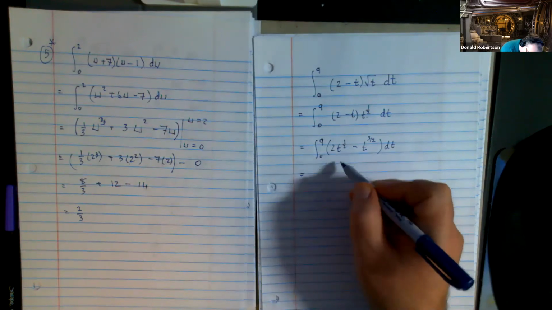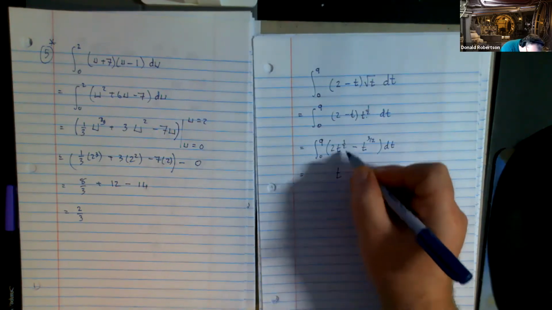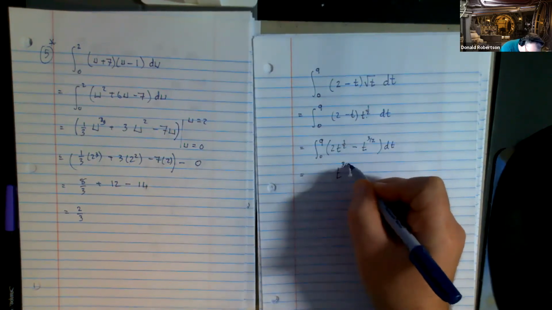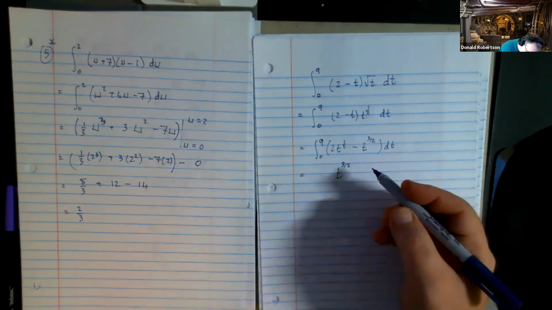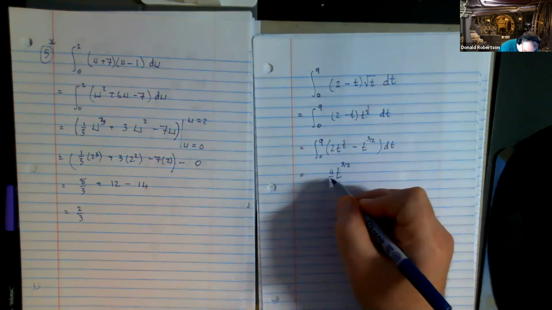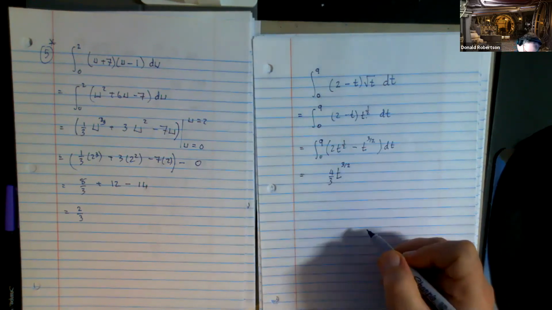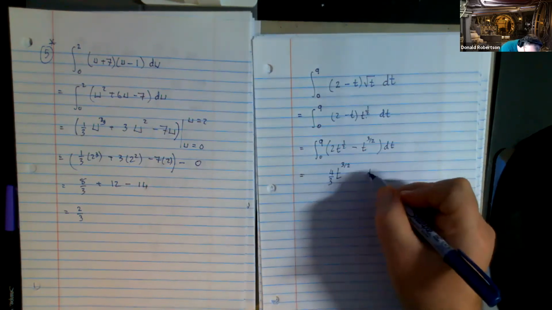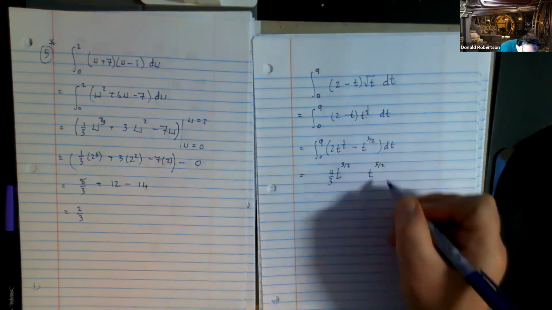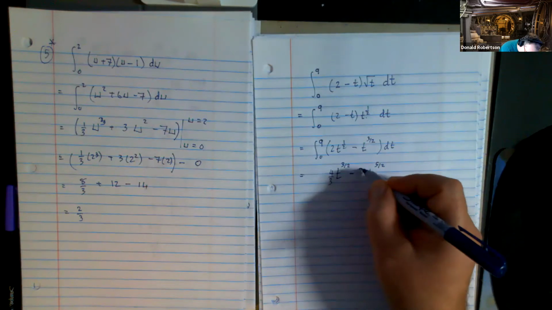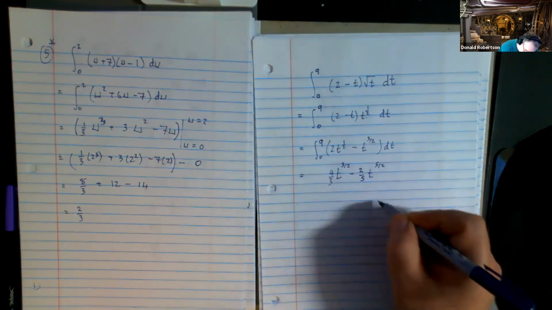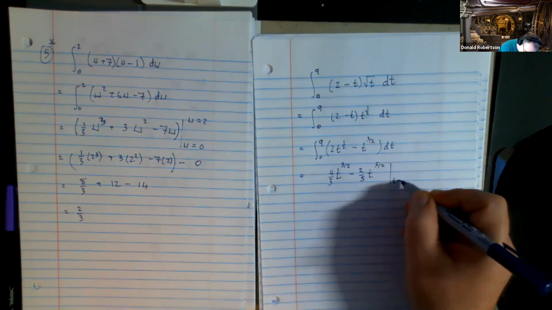Power rule. If you add 1 to this guy, you get 3/2. Dividing by 3/2 is like multiplying by 2/3. That's why that became 4/3. Add 1 to this guy, you get 5/2. Divide by 5/2 is the same as multiplying by 2/5. And then you're going to evaluate at 0 and 9.